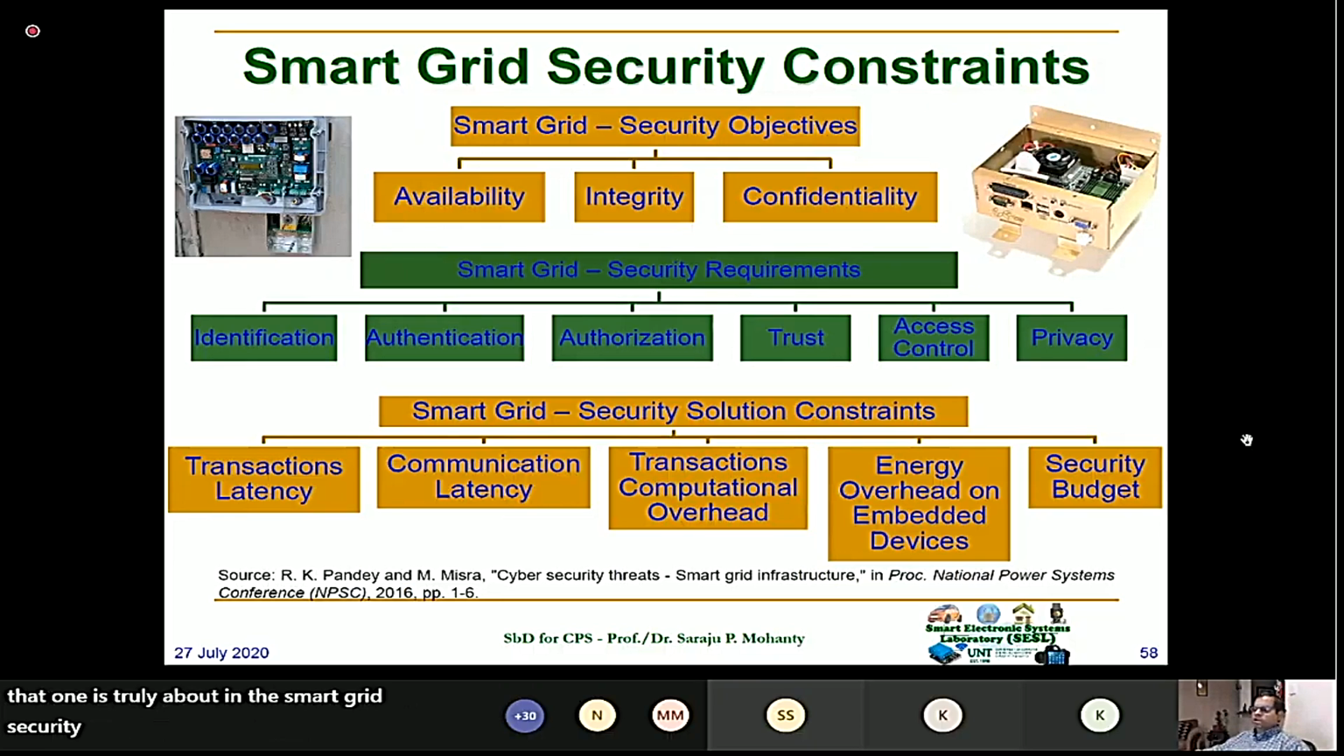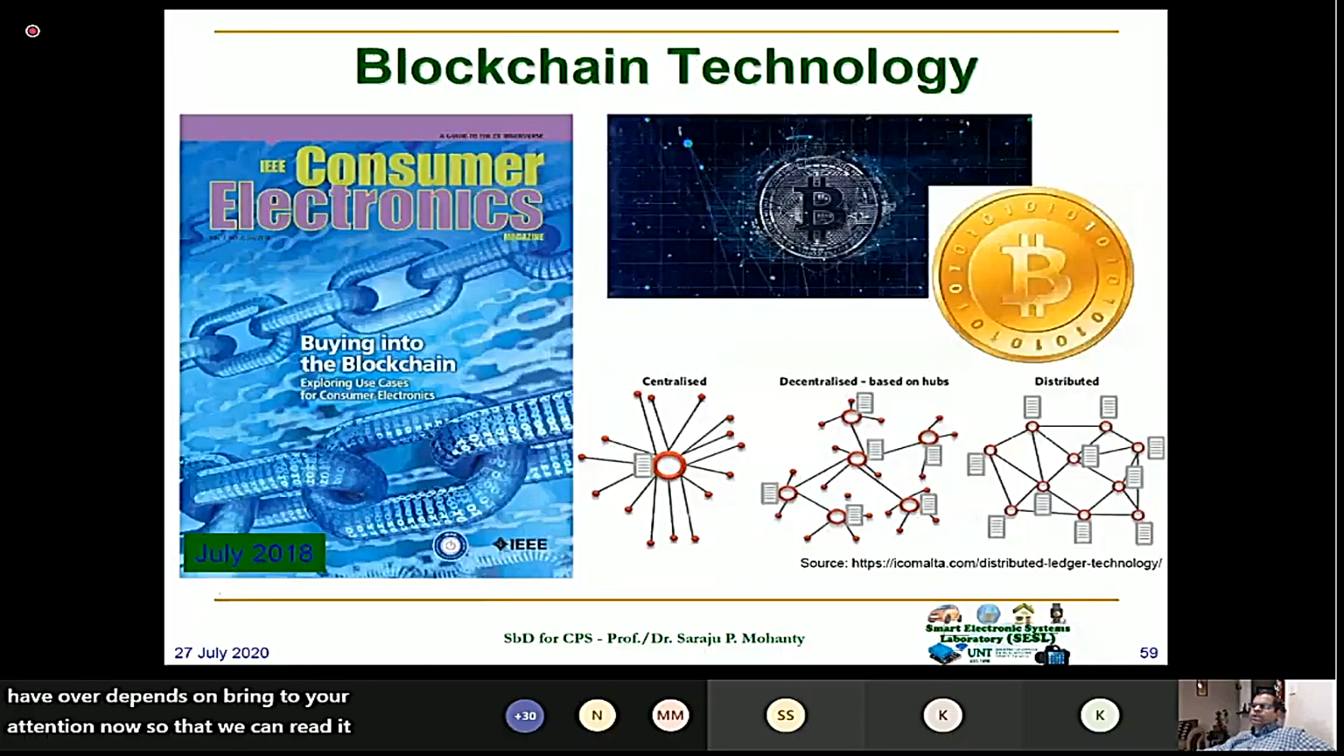And in the last issue of IEEE Computer Magazine, we have cyber security for smart grids. I was guest editing that, and we have very good articles covering various security aspects of smart grids that I bring to your attention so that you can read those articles. And I discussed Bitcoin and blockchain a little bit here.